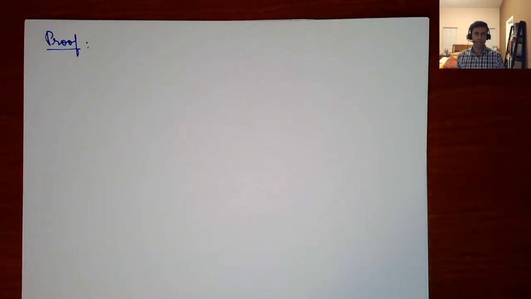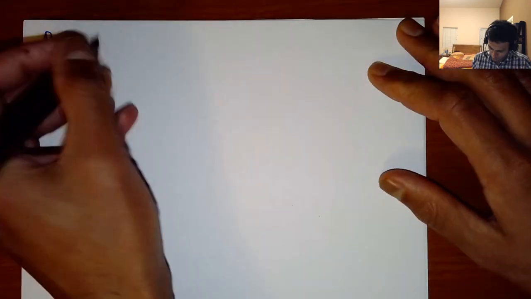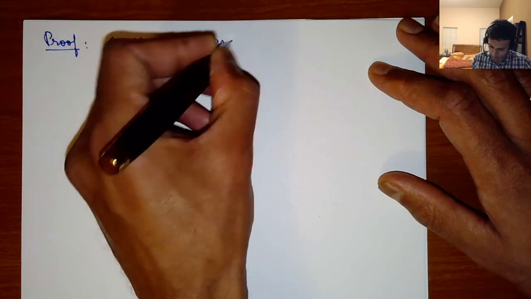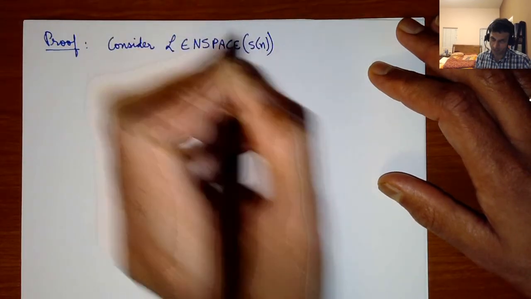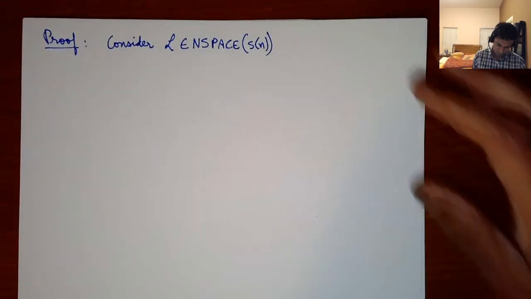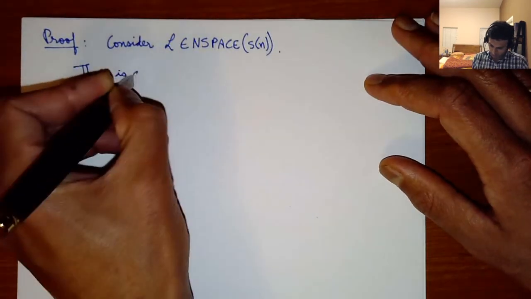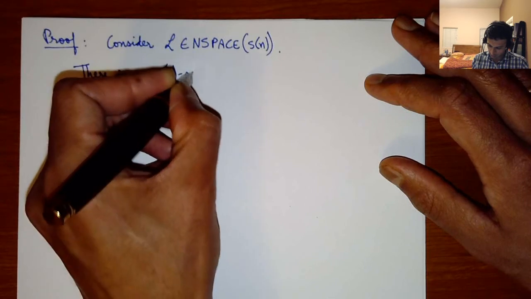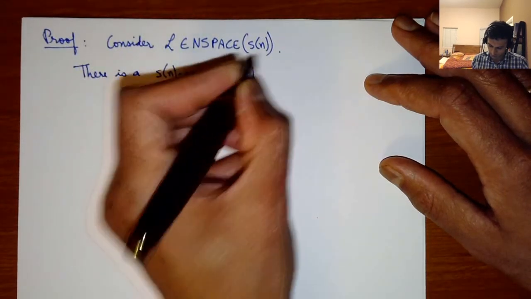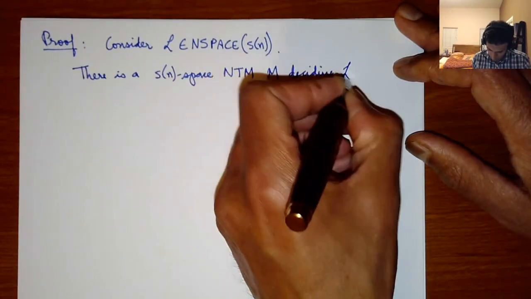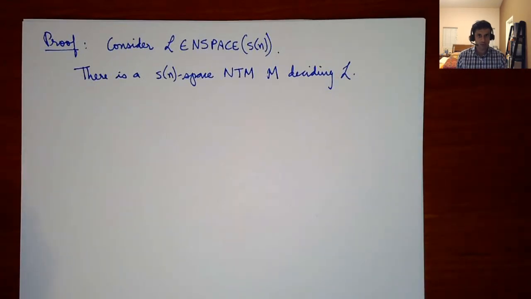The proof is actually not that difficult once you have the right language about configuration graphs. So let's consider some language L in non-deterministic space S of n. This means that there is an S of n space non-deterministic Turing machine M deciding L. And we need to construct another deterministic space machine that decides L.